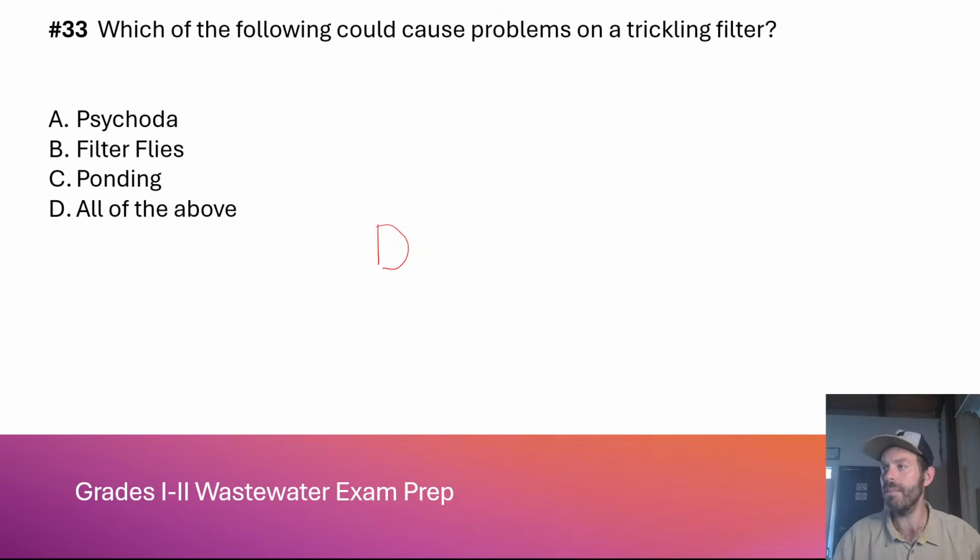Cycota and filter flies are obviously a nuisance. Something you might be asked about is maintaining good housekeeping around your trickling filter, like the groundskeeping. Keeping the grass down is a big way to prevent filter flies, because they can't breed in things like that. And so yeah, there you go.